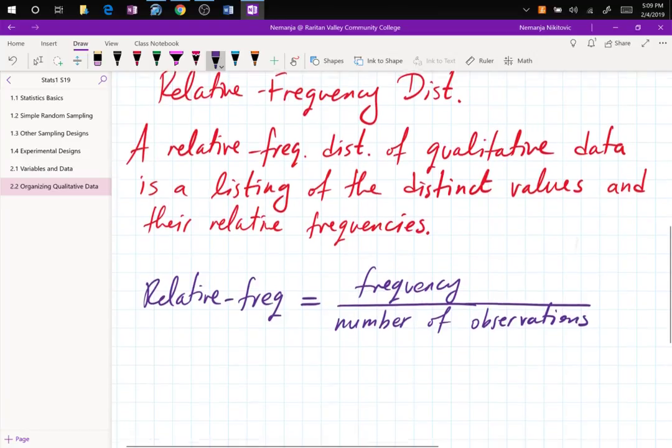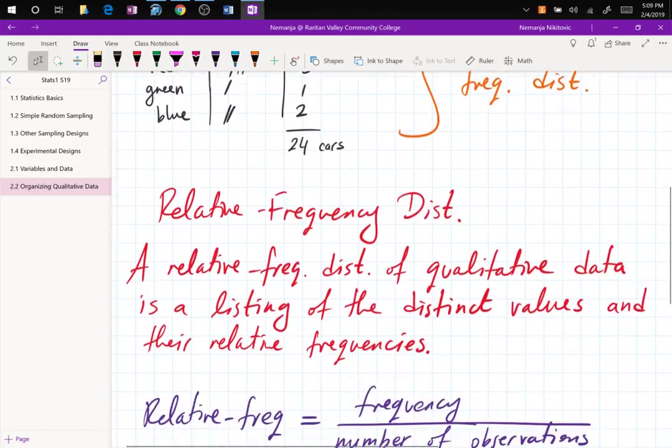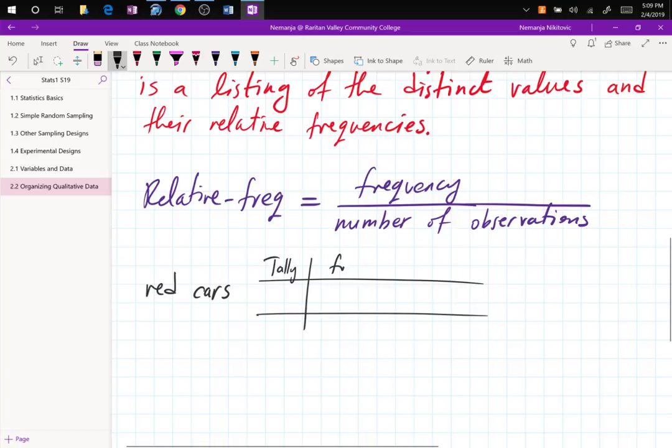Number of observations. So in our previous example, for red cars, it was like this: tally, frequency, and now we're going to have relative frequency. The tally had 3 lines. Frequency was 3, and relative frequency will be 3 over 24, which is exactly 1 over 8, which is 0.125. So relative frequency would be a number.